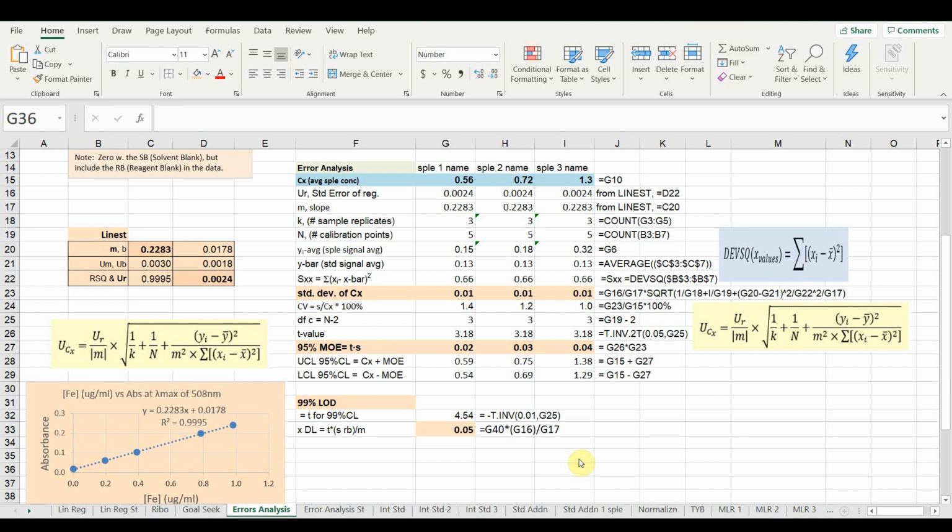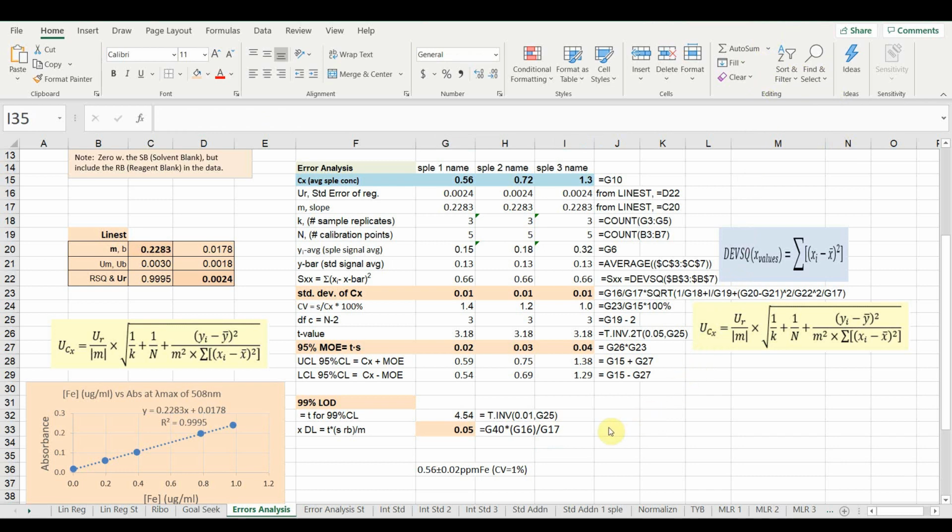So now that we know the margin of error, here's how we would report our result. We'd say the concentration of this unknown is 0.56 plus or minus our margin of error, 0.02, and that's ppm of iron, and CV equals 1%. Something like that tells us everything we need to know. We have a concentration which is reported with the same precision as our uncertainty. Uncertainty is in the second decimal place, so we report our result to the second decimal place, and we report our relative standard deviation.